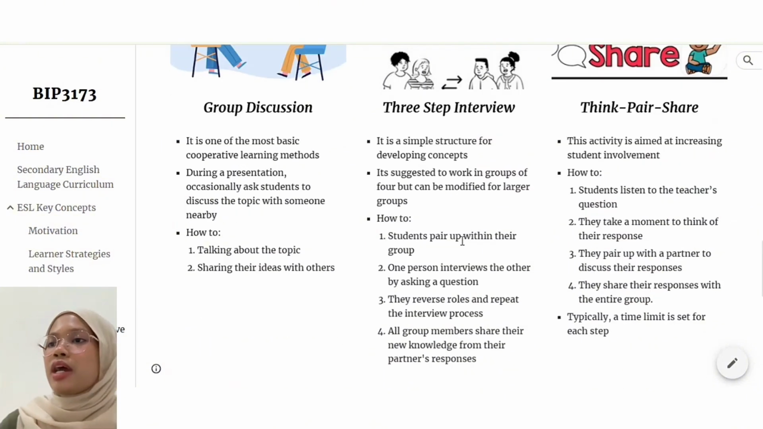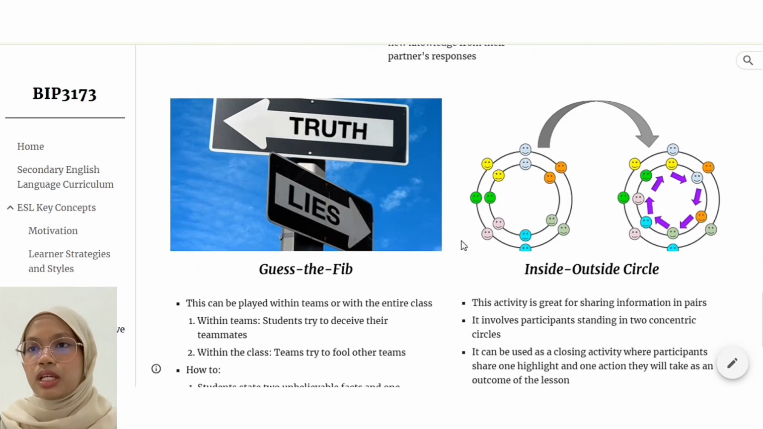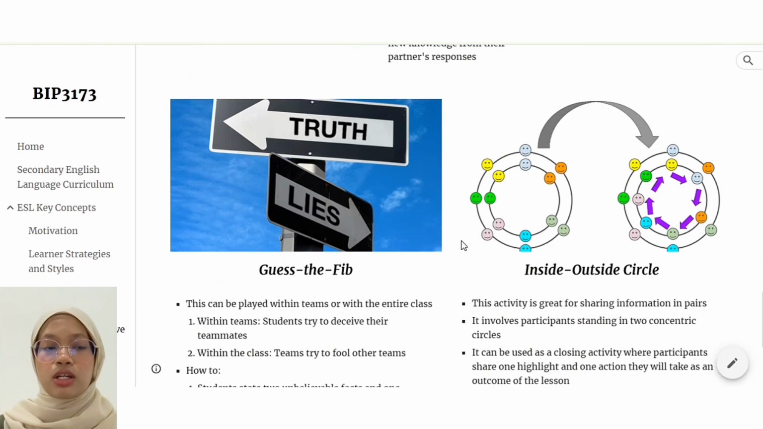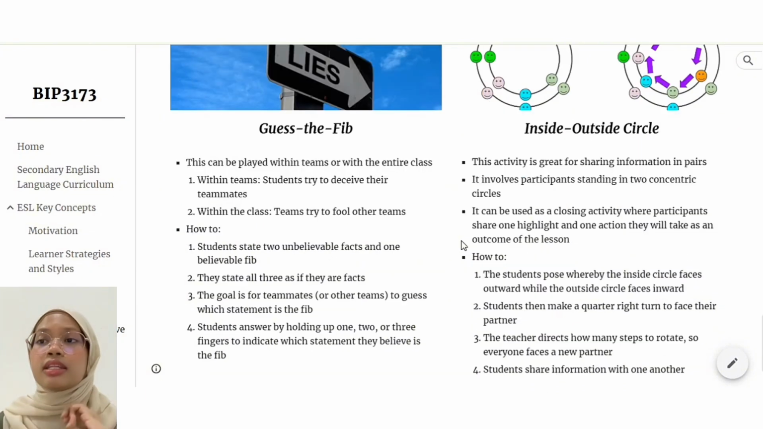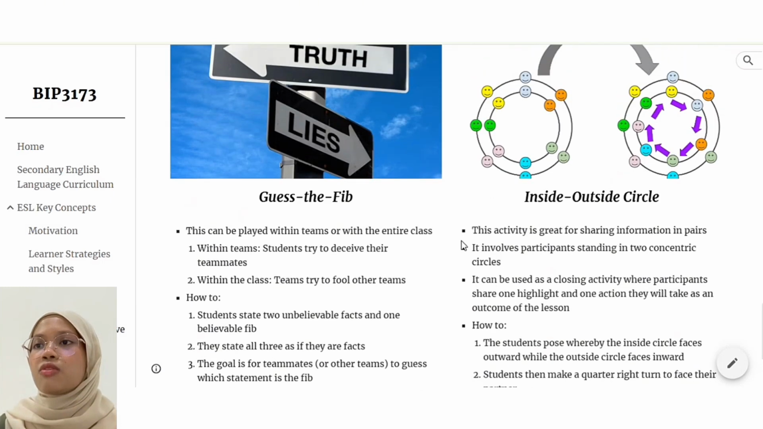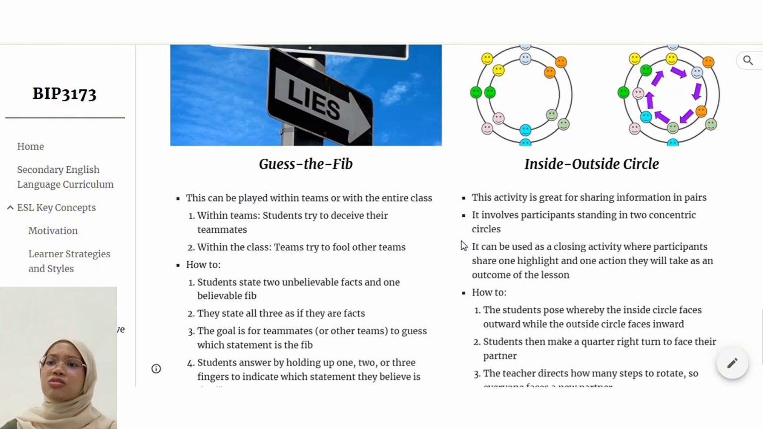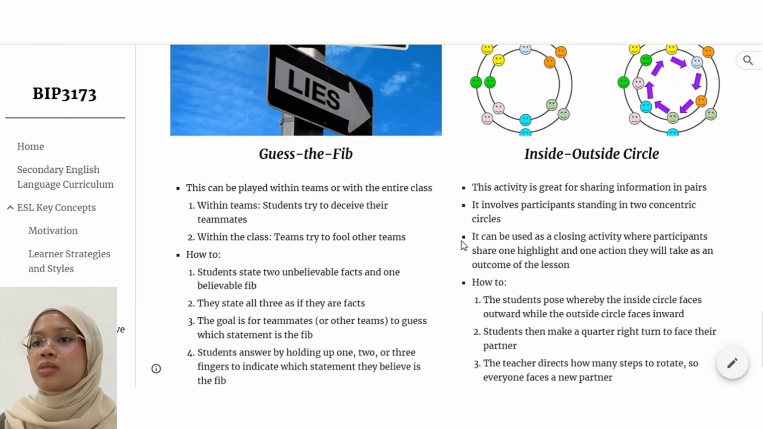For think, pair, and share, this activity is aimed at increasing student involvement. Guess the fib is similar to the game two truths and a lie, and can be played within teams or with the entire class. Within teams, the students try to deceive their teammates, while within the class, teams try to fool other teams. And lastly is the inside-outside circle. This activity is great for sharing information in pairs. It involves participants standing in 2 concentric circles, as you can see from the picture here. It can be used as a closing activity where participants share 1 highlight and 1 action they will take as an outcome of the lesson.